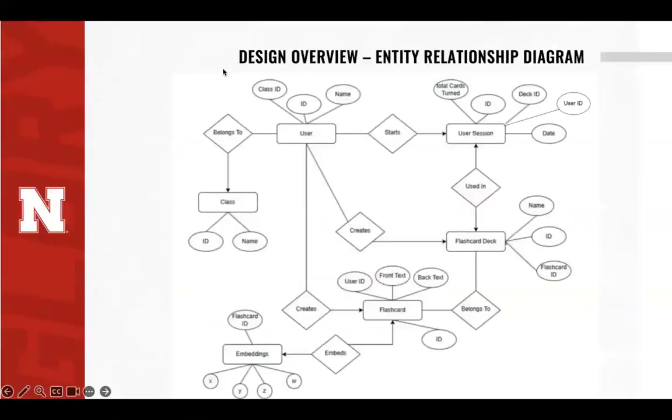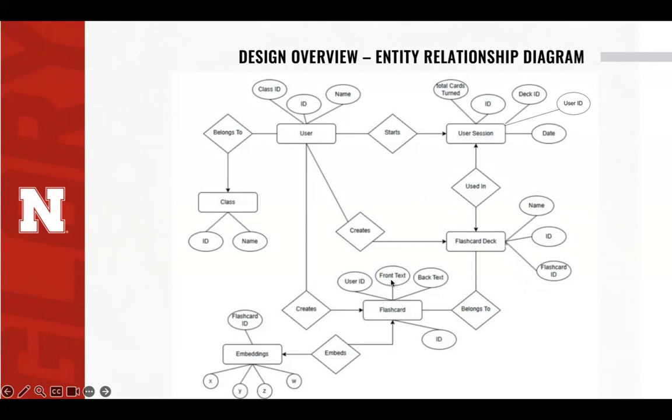All right, so here is our entity relationship diagram. The main tables to focus on are these ones up here. You've got the user, which is the person using them, and they can belong to a class. They can start their own user sessions. You can see this is where we're tracking some of those usage metrics, like the total cards that they've turned and studied, the date that they've accessed it, the deck that they've been using, and the user ID that the user session belongs to.